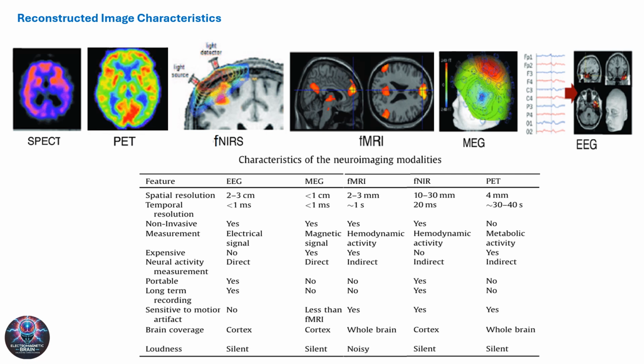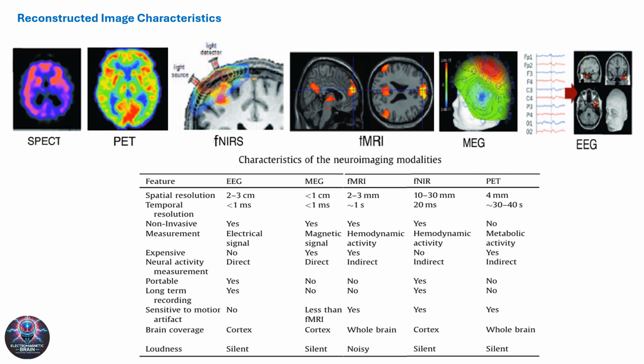Its lower temporal resolution of 1 second compared to MEG, which captures the magnetic signal generated by neuronal activity with a spatial resolution of less than 1 centimeter and a temporal resolution of less than 1 millisecond. MEG is ideal for studying real-time brain dynamics, like sensory processing, with its high temporal precision.